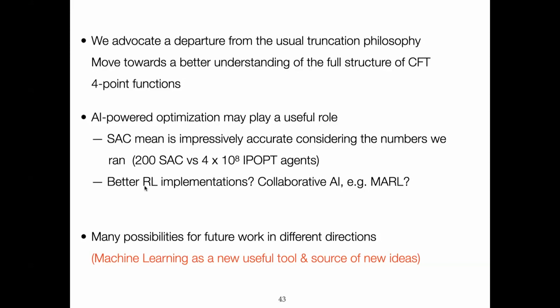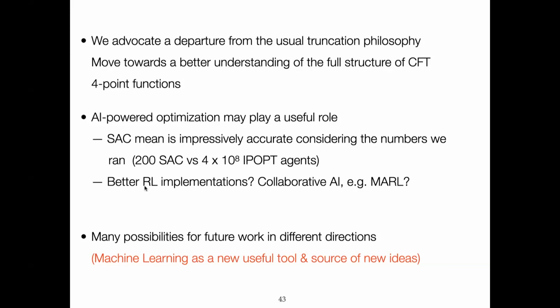A nice technical thing here, which I think is not standard as far as my experience goes in optimization, is that AI-powered optimization here seems to have interesting features. The SAC agents, if you look at them individually, are not performing great. They don't have very high rewards or very small cost. They are slow. But when you compute their average, in many examples, not just this one, it's impressively accurate. And this is happening with a very low number of operators.